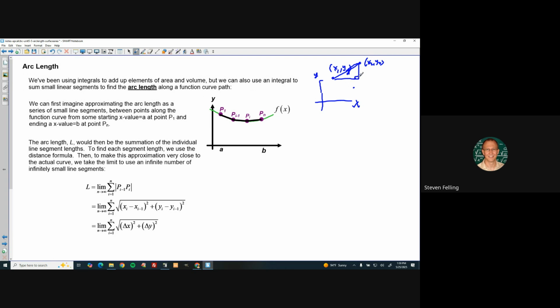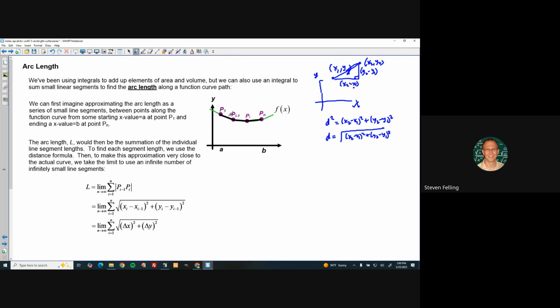If I made a right triangle out of that, this leg is the change in x's, which is x2 minus x1, and this leg over here is the change in y's. The Pythagorean theorem says that the distance squared, the hypotenuse squared, would be the sum of the other two legs squared. If I take the square root of that, I get the distance. So this is just the Pythagorean theorem, but it can be rearranged to form what we call the distance formula.